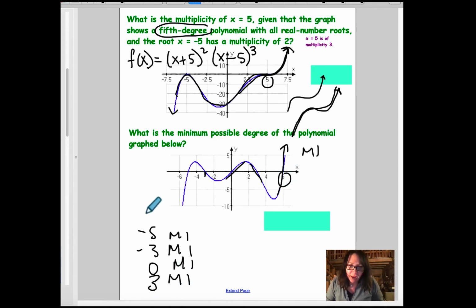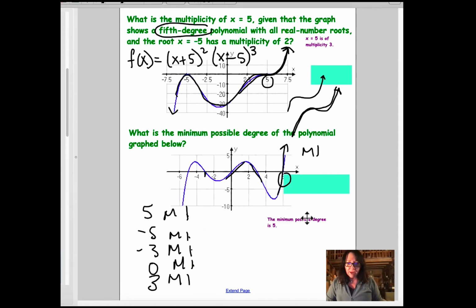And I think that's a 5. So we have a 5, and that also goes through, and that's a multiplicity of 1. So it looks like the minimum possible degree would be 1, 2, 3, 4, 5, a fifth degree is what it looks like. And so the minimum possible degree definitely is a fifth degree.